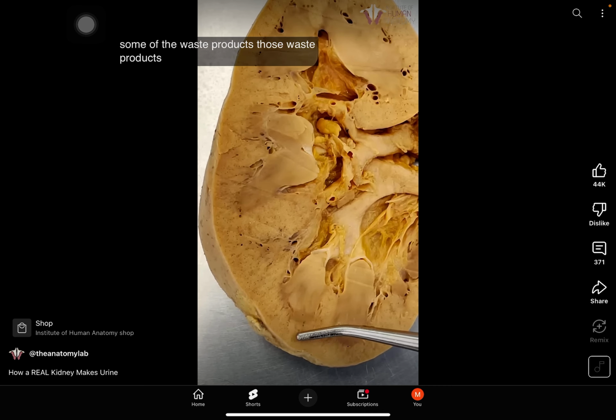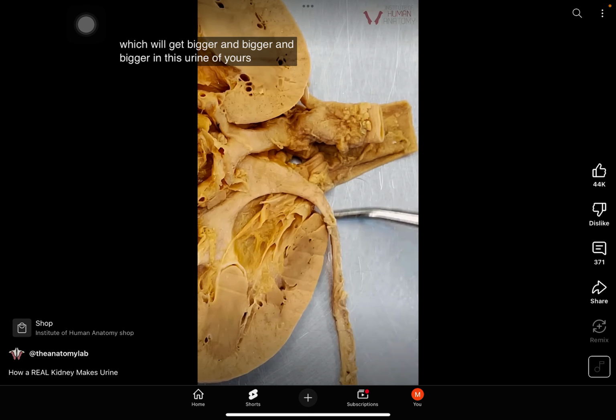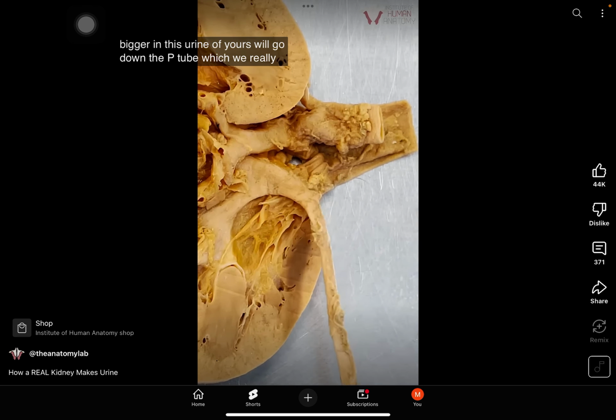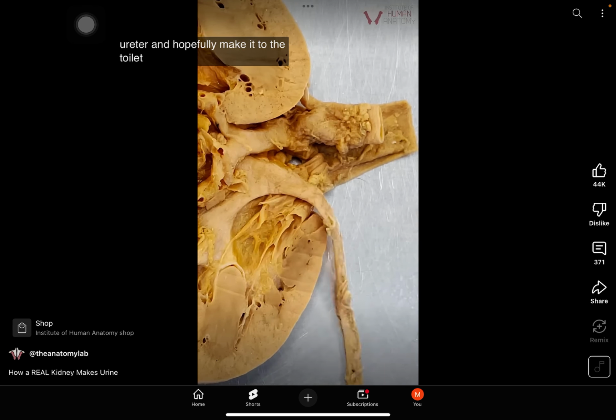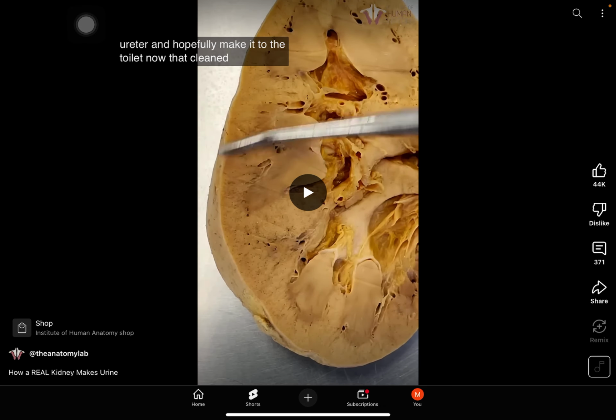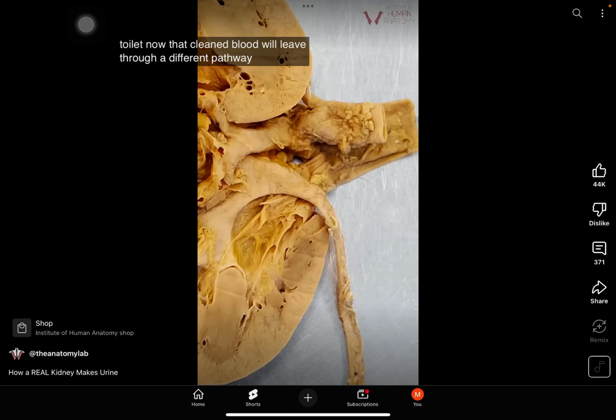Those waste products, along with some fluid, will enter into these tiny urinary tubules, which will get bigger and bigger and bigger, and this urine of yours will go down the pee tube, which we really call the ureter, and hopefully make it to the toilet. Now, that cleaned blood will leave through a different pathway through this flattened renal vein, and you should be excited about that because now that blood's been filtered and you've gotten rid of some of those waste products.